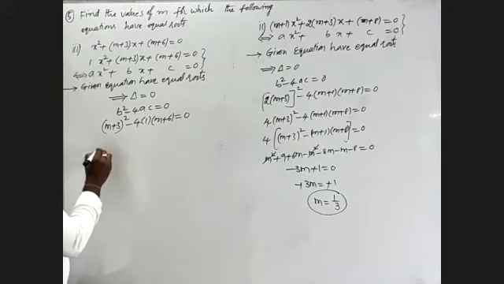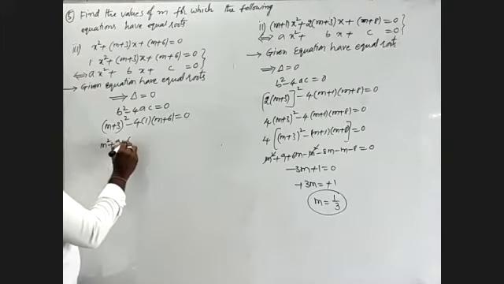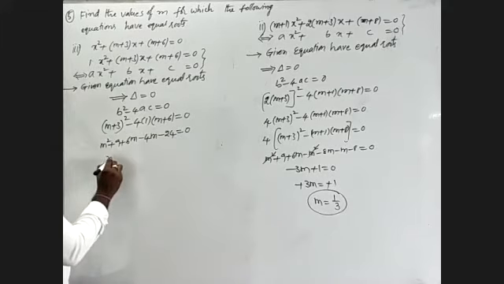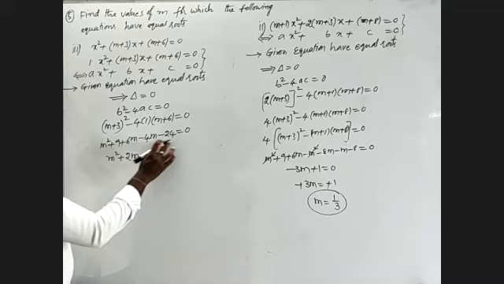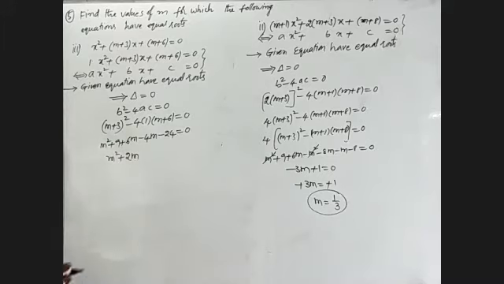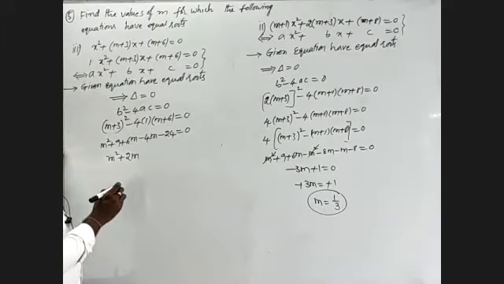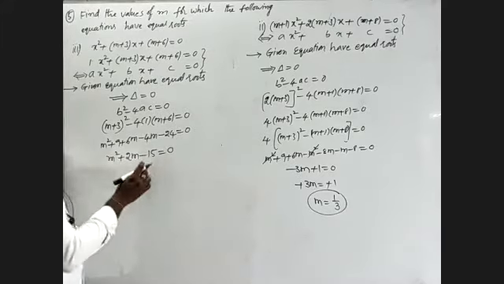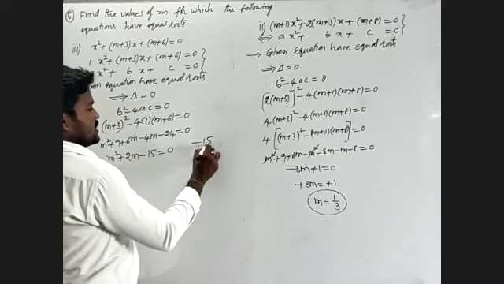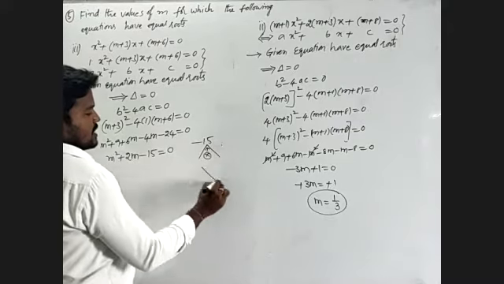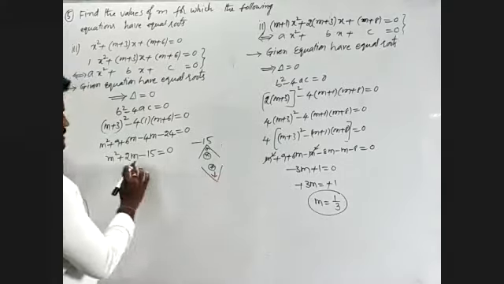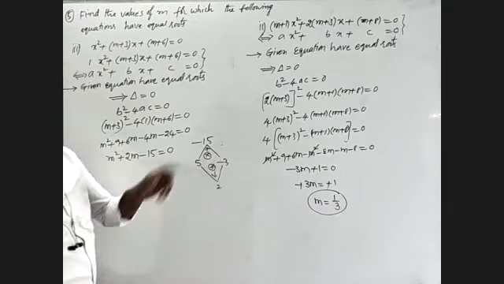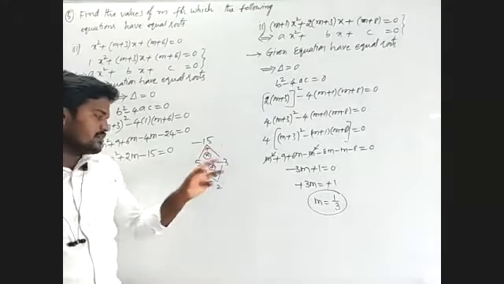I have to expand this one: m square plus 9 plus 6m minus 4m minus 24 is equal to 0. That is m square plus 2m, then 9 minus 24 is minus 15, equal to 0. We take the factors of minus 15, 1 into minus 15. The multiplication should be minus 15 and the addition should be 2, so I will take 5 and minus 3. Plus into minus will become minus; 5 times 3 is 15, and 5 minus 3 is 2.